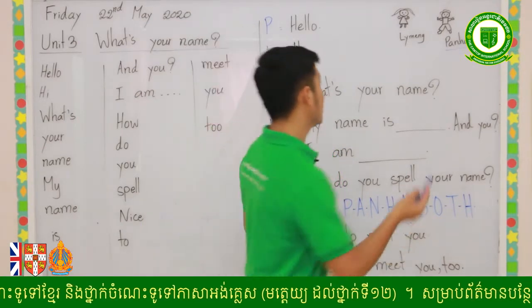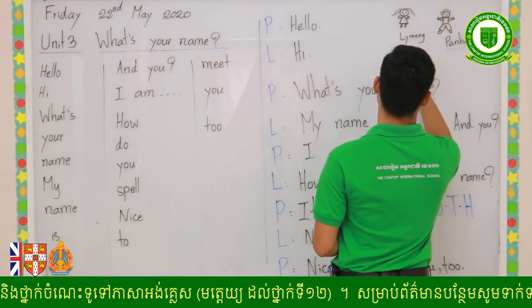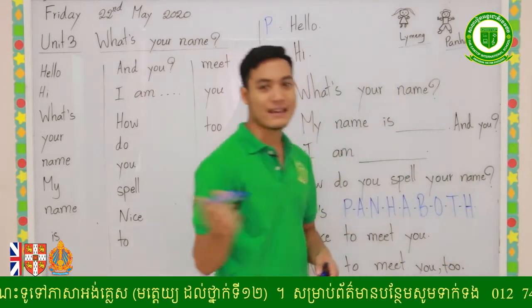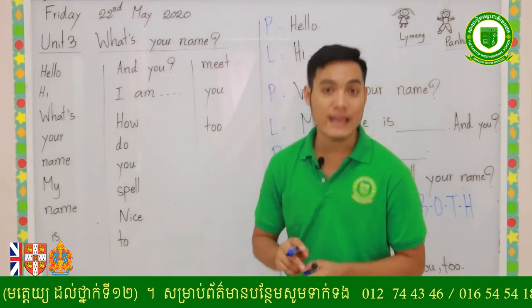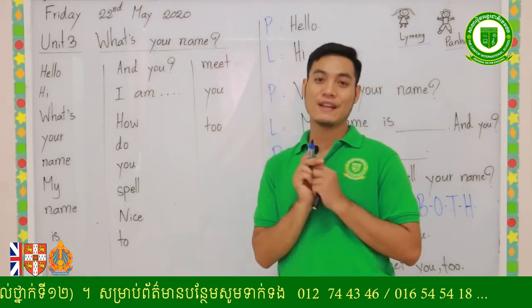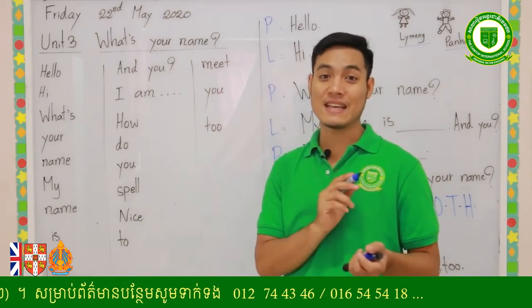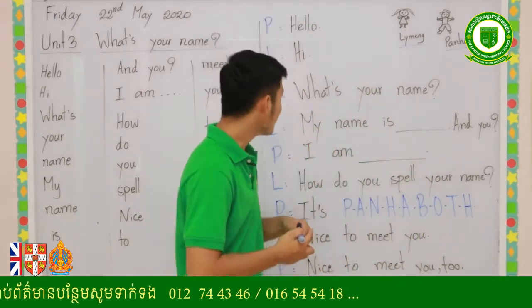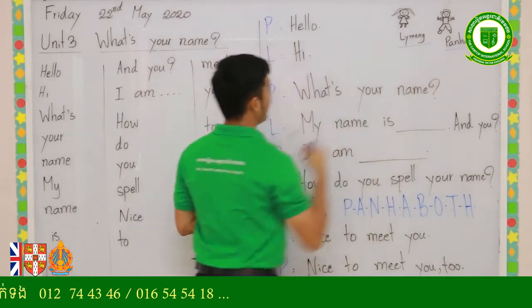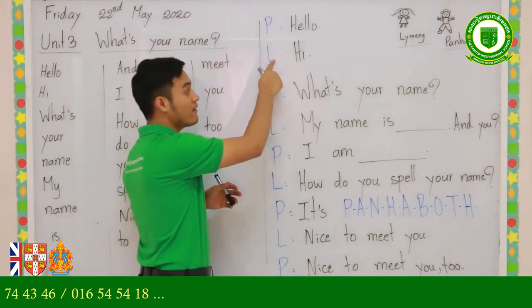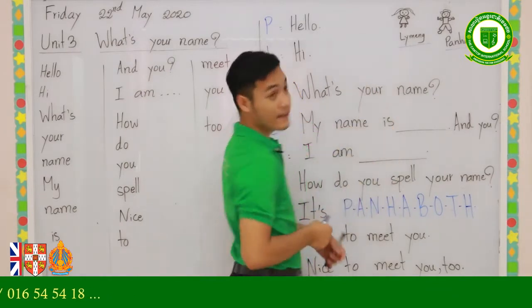Her name is Li Ming. Okay, and they will make conversation about what's your name. If you want to know, let's practice and see about their conversation. So here P refers to Panyabot, and letter L here refers to Li Ming, a girl.